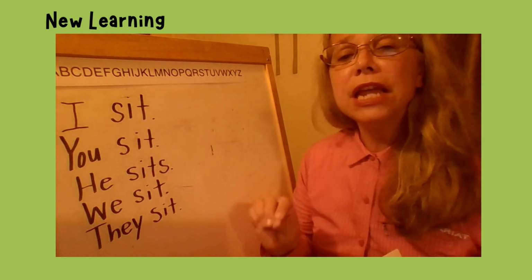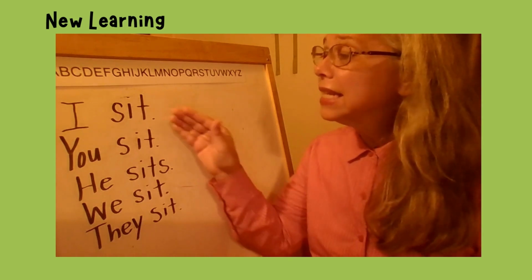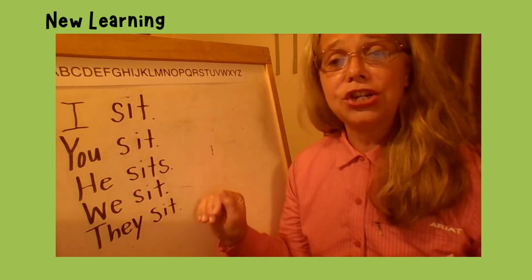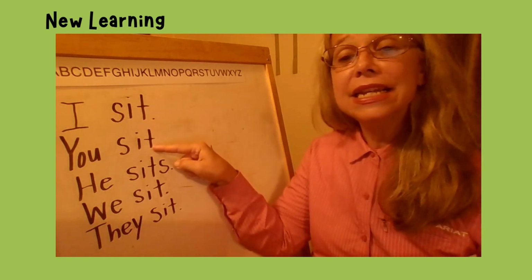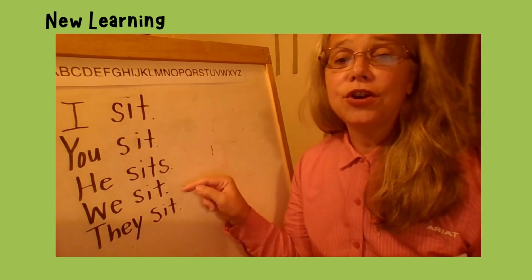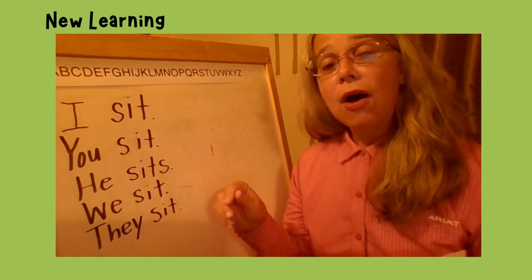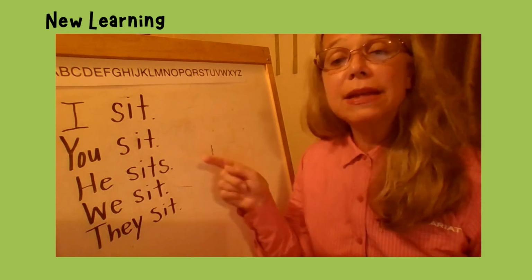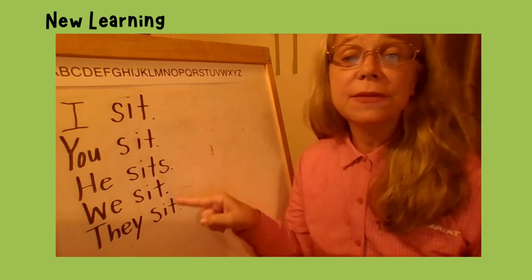A verb is a word that shows action. What word in these sentences shows action? Yes, it's the word sit. Sit is an action verb. An action verb is something that someone can do. So sitting is something we can do. So this is the verb right here, sit.